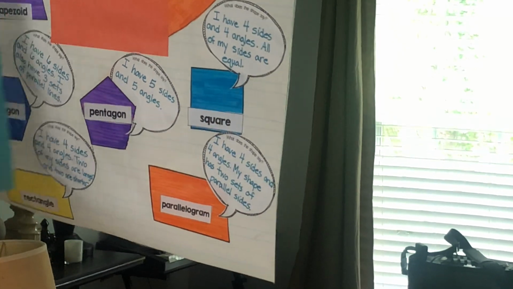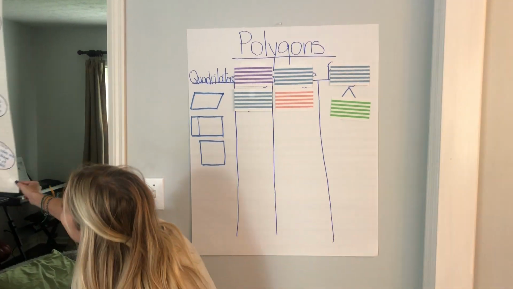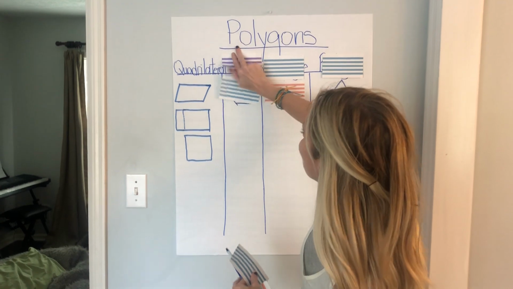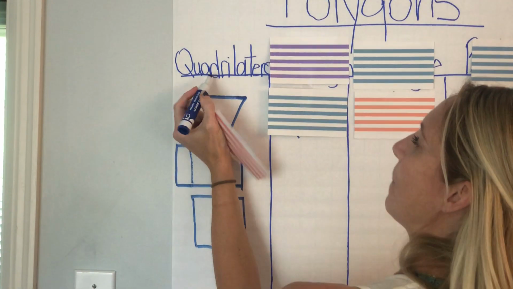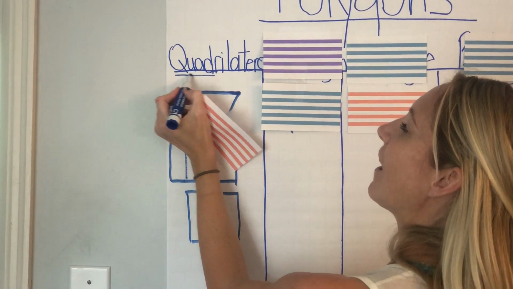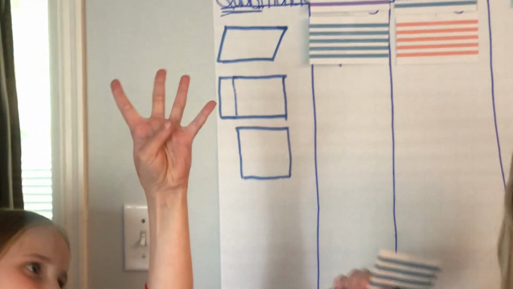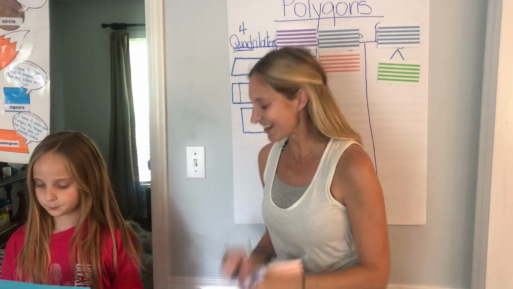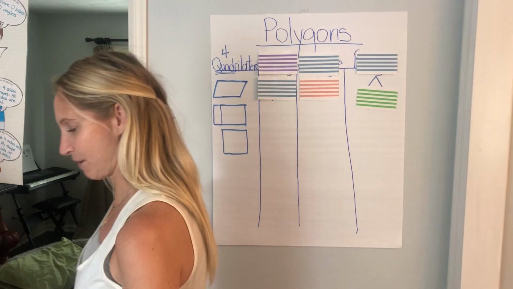But no matter what you drew, you definitely drew a quadrilateral, because the word part quad means what? 4. It means 4. Great job. Okay, let's go over to the next section of your paper.